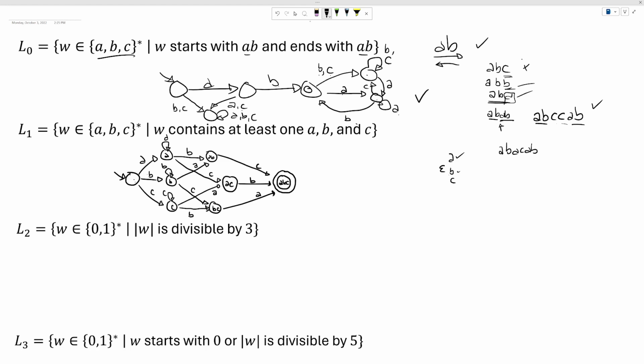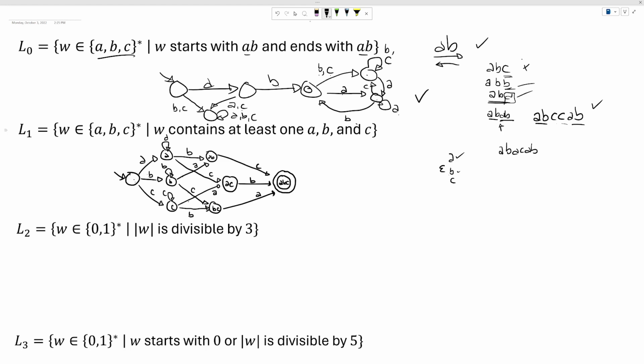A, B, C. I didn't see it here because of the crossover lines. A, B, C. A, B, C. Okay, so we've got them all. But what about these states? We didn't do it. We only put the one we wanted, the C, outgoing.